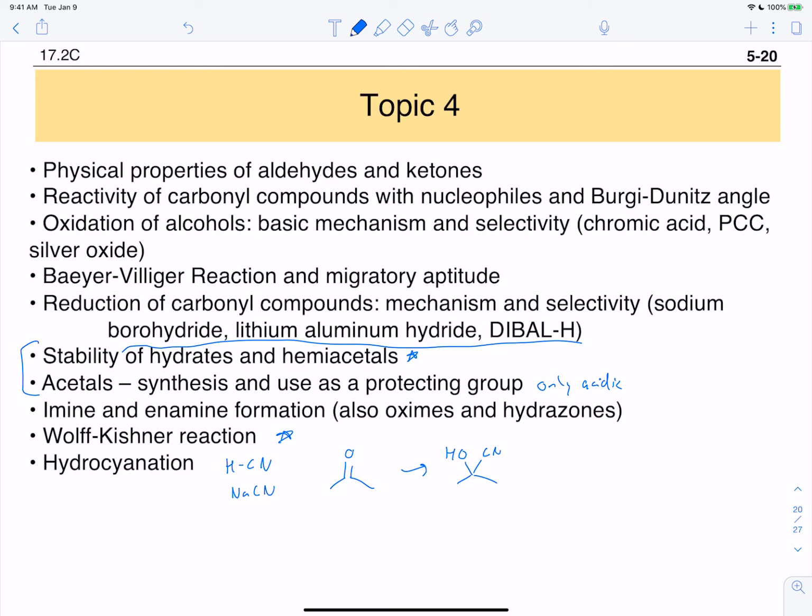Perhaps an outlier, one of the weird reactions we learned is the Baeyer-Villiger, and this is when you use some sort of peracid. Frequently this is MCPBA, so it's more than just epoxidizing double bonds, to insert an oxygen between a carbonyl and the neighboring carbon of a ketone and turn it into an ester. We learned that the group that migrates is generally the one that is more substituted. It's because it's better at stabilizing positive charge.